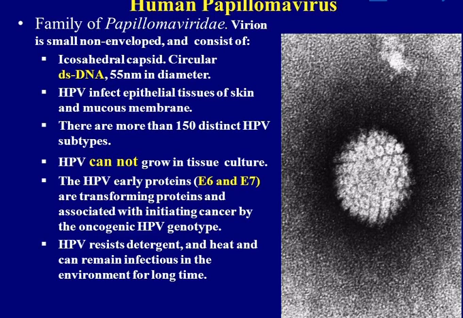Family of Papillomaviridae. The virion is small, non-enveloped, and consists of an icosahedral capsid and circular dsDNA, 55 nanometers in diameter. HPV infects epithelial tissues of skin and mucous membrane. There are more than 150 distinct HPV subtypes. HPV cannot grow in tissue culture. The HPV early proteins, E6 and E7, are transforming proteins and associated with initiating cancer by the oncogenic HPV genotype. HPV resists detergent and heat and can remain infectious in the environment for a long time.